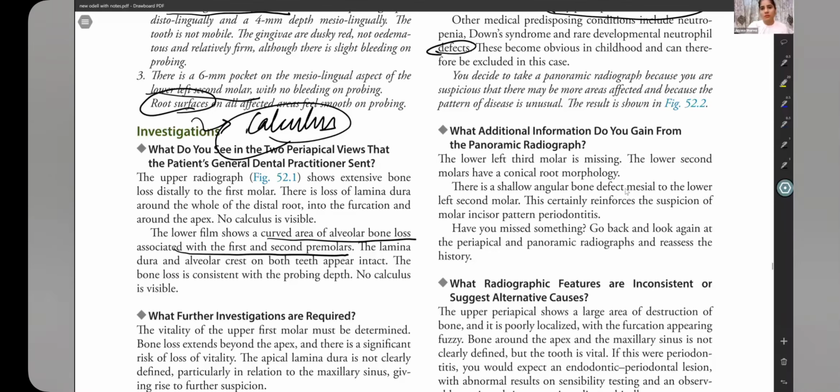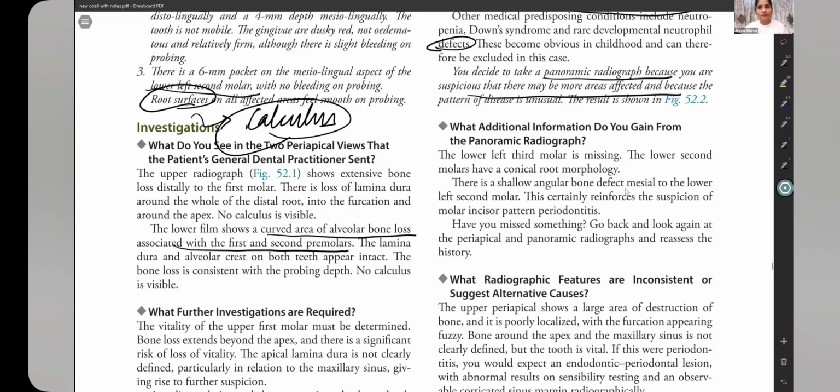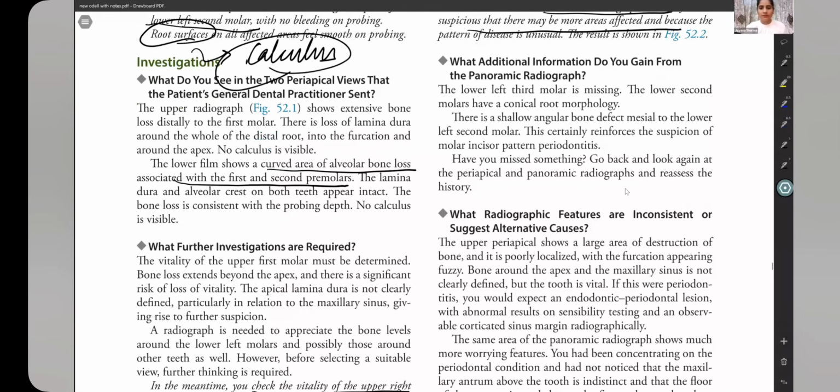So you decide to go with an OPG because you're suspicious that there may be more areas affected, because the pattern of the disease is unusual. And the result is shown in this image. So this is the OPG of the patient.